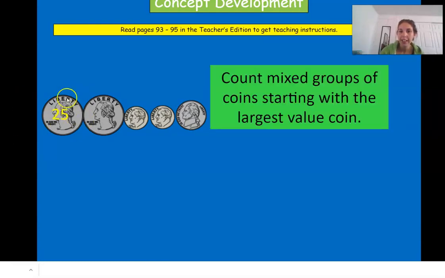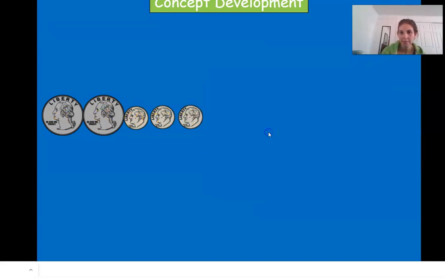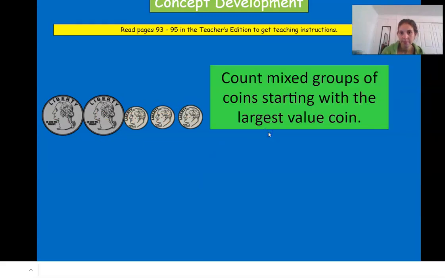Okay, we'll start with our quarter again. 25, 50. Now we're going to add 10 more. 60, 70, plus 5. 25, 50, 60, 70. 5 more gives us 75 cents. We got 2 quarters in the front, 25, 50, 60, 70. 10 more gives us 80. Nice job.